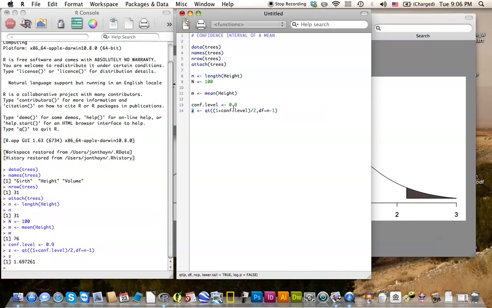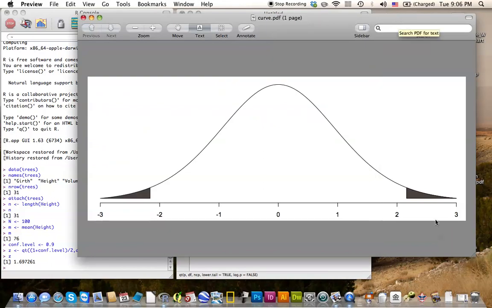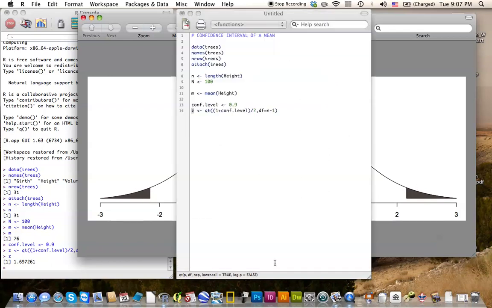So for the 90% level, I have to be about 1.7 standard deviations away from the mean. Now this drawing right here, I must have drawn for the 95th percentile because it looks like it's about 2.4. But this is the number, 1.69, that separates right here 90% of the area in here and 5% in each tail. And that's the z-score.